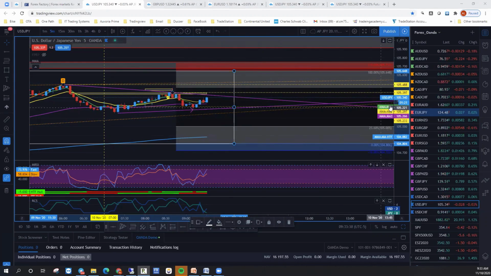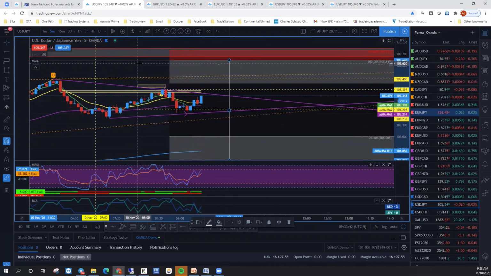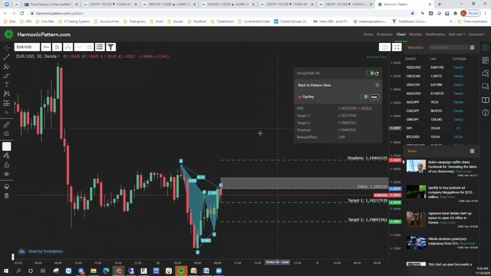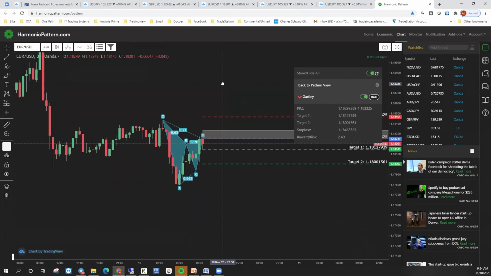And right now I'm out of all the trades. Now we did get a little harmonic pattern here. Let's see what this one on the Euro US is. And we have a 15-minute, 30-minute harmonic pattern. Let me go ahead and draw that out and give you a chance to see this one.